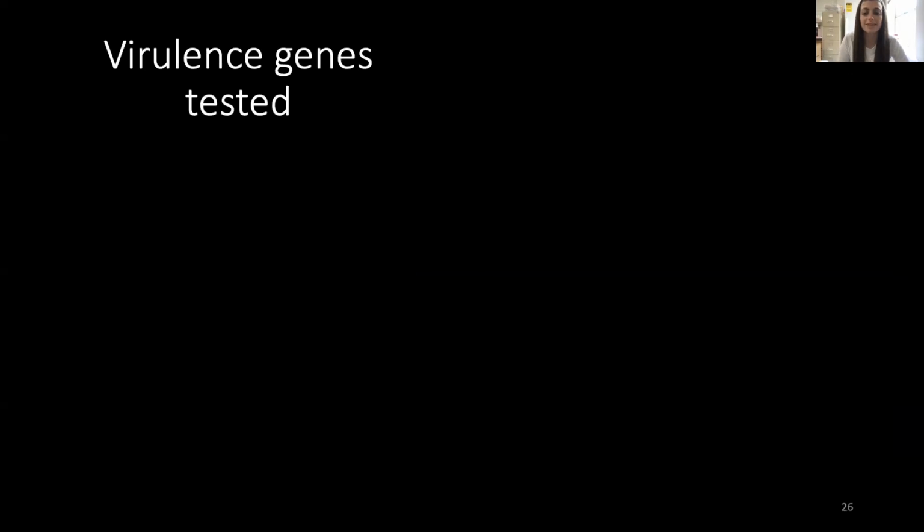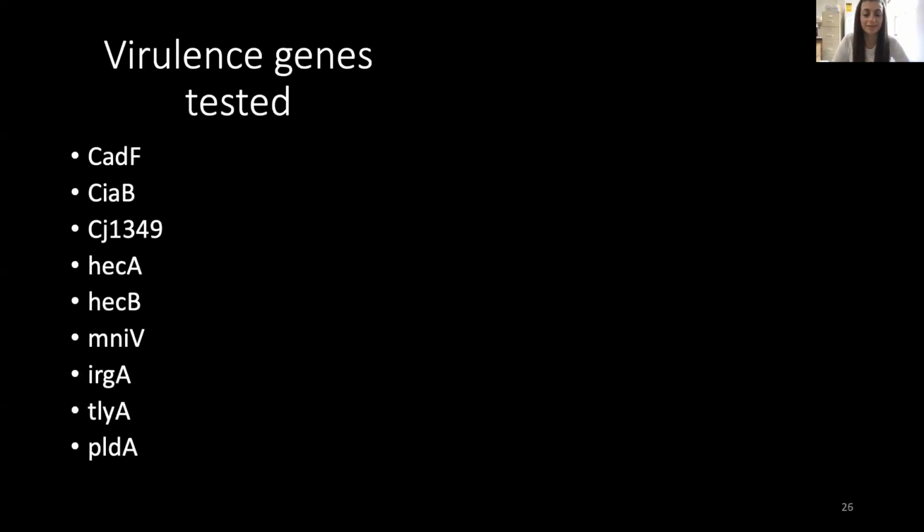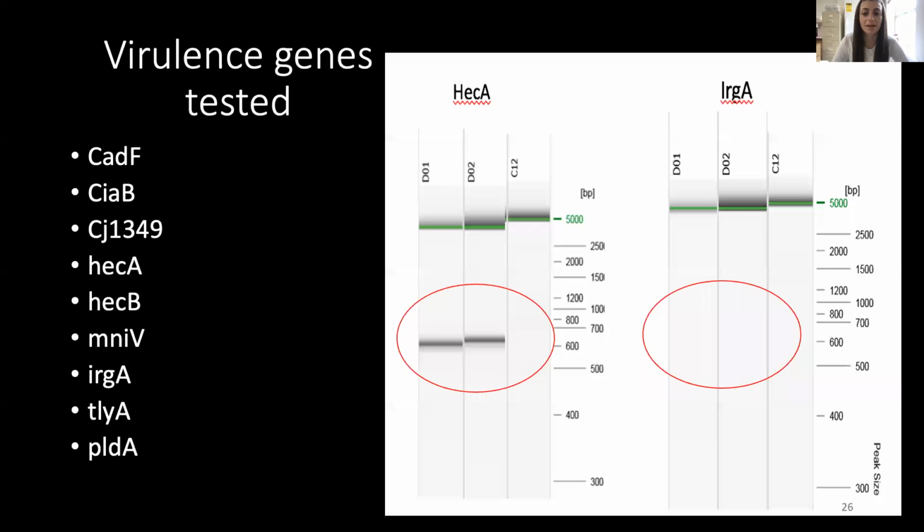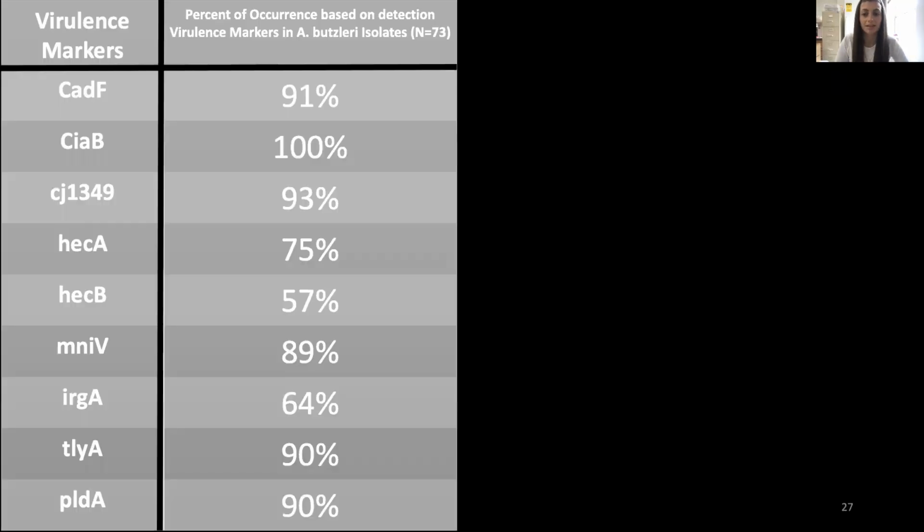And so we tested 9 different virulence genes listed here. I screened for the presence or absence of these genes in the A. butzleri isolates by looking for a banding pattern on a gel after running endpoint PCR in 73 unique isolates. And our results show that we have a potentially virulent pathogen. There were 5 virulence genes that were present in more than 90% of samples, and 1 present in all of them.